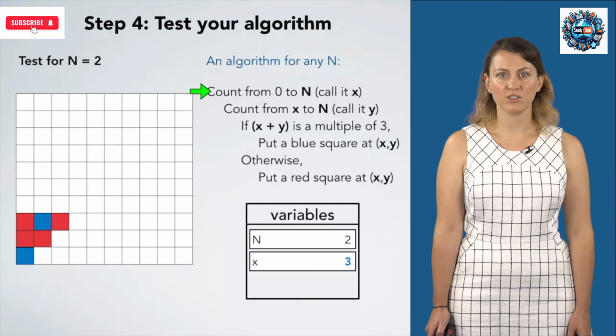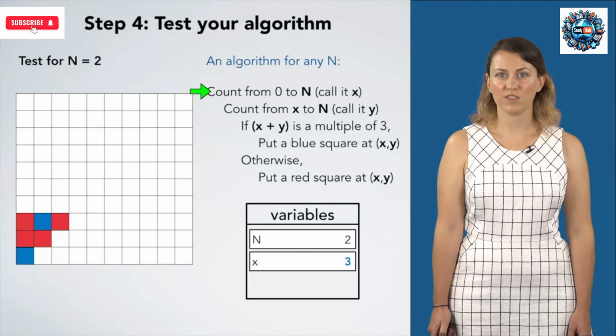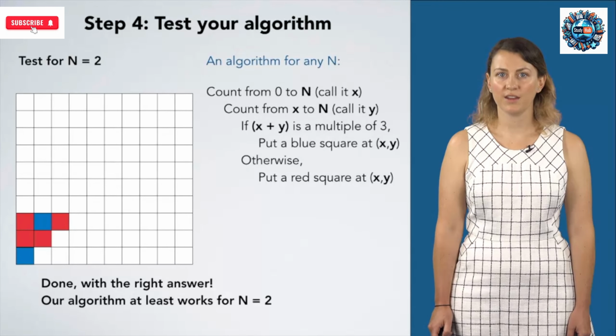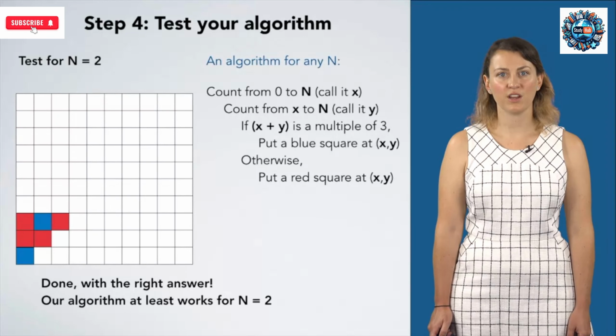We're done counting for x since we only want to count to n, which is 2. So we're done with the counting. And we finished executing this algorithm. We are done, and we found the answer we expect. We can say our algorithm at least works for n equals 2.